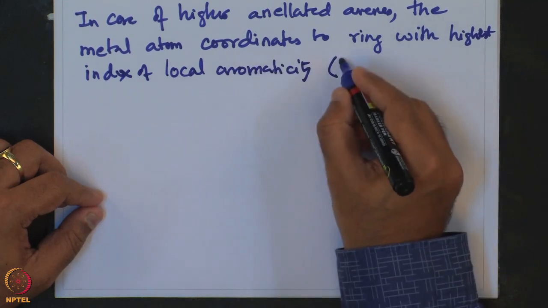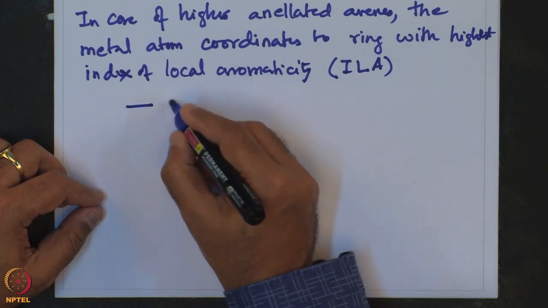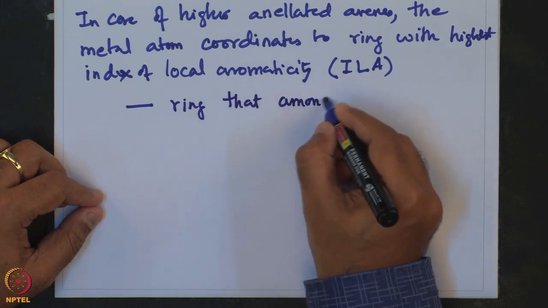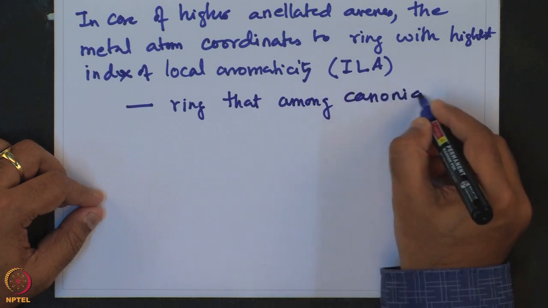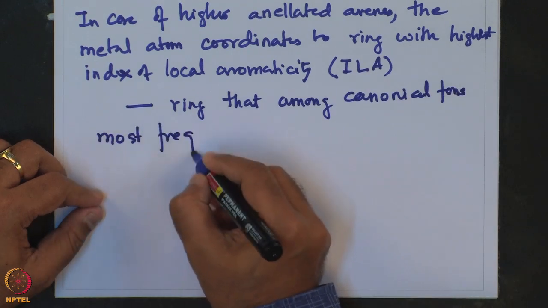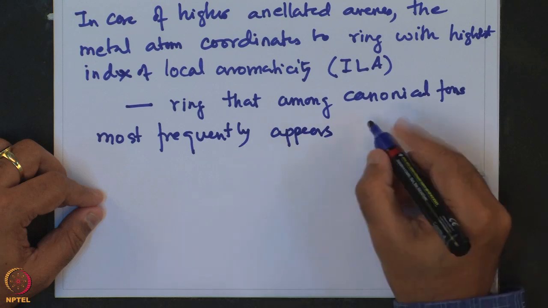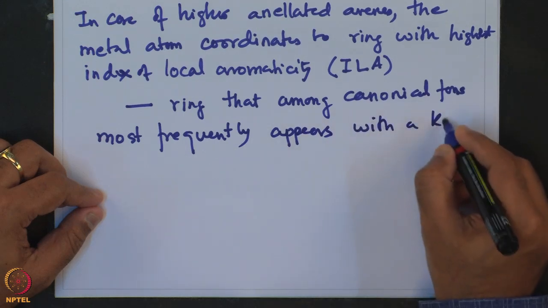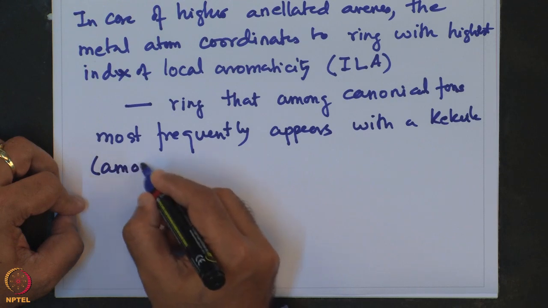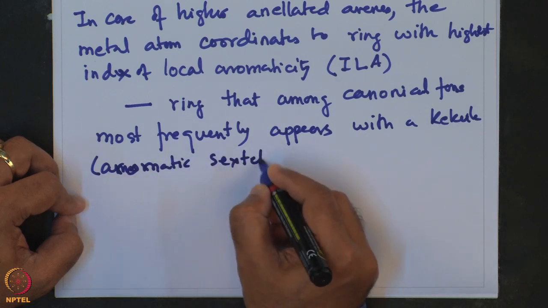And this is ILA, index of local aromaticity, and this is explained as the ring that among canonical forms most frequently appears with a Kekule, that means aromatic sextet structure.